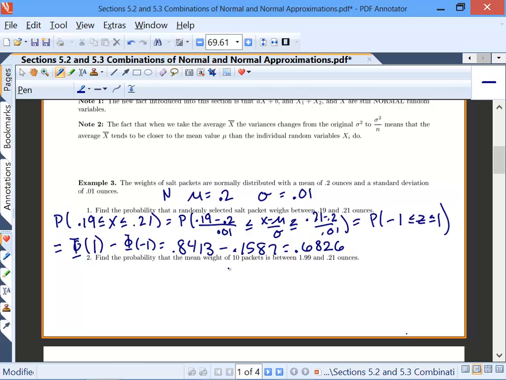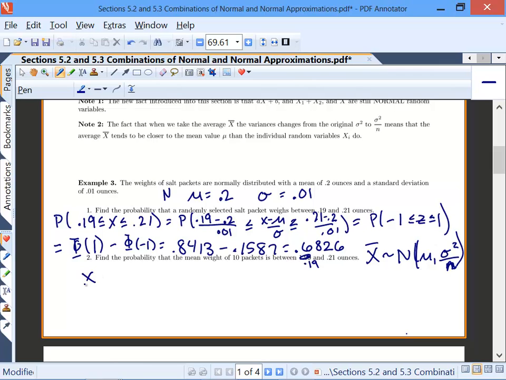So the next one, find the probability that the mean weight of 10 packets is between 0.19 and 0.21 ounces. Okay, so to do this, you need to say, well, what is the distribution of x bar? Because x bar is no longer going to have the same mean and standard deviation. It's now going to be normally distributed. What is the mean going to be? Well, the mean stays the same, but the variance instead of sigma squared is sigma squared over n.